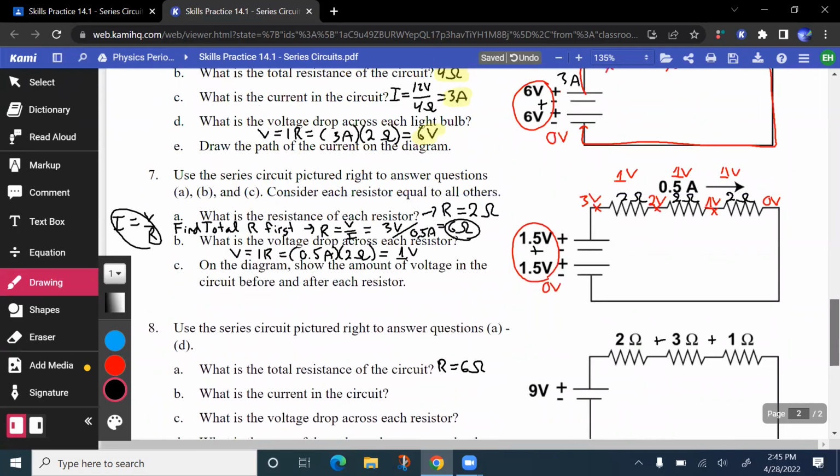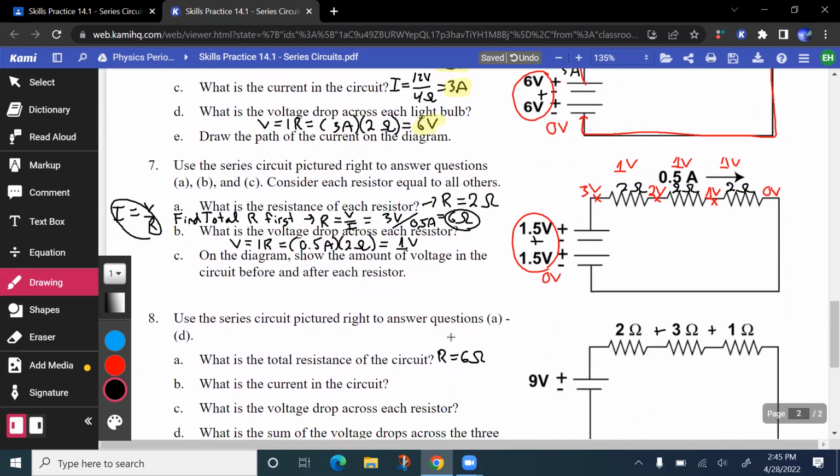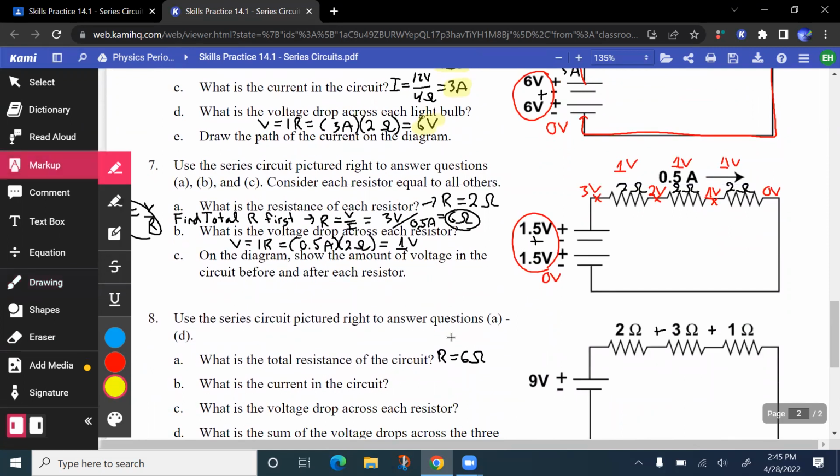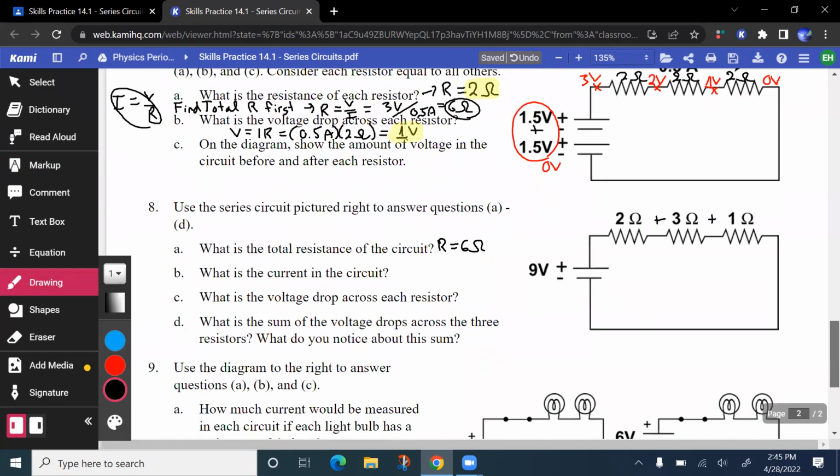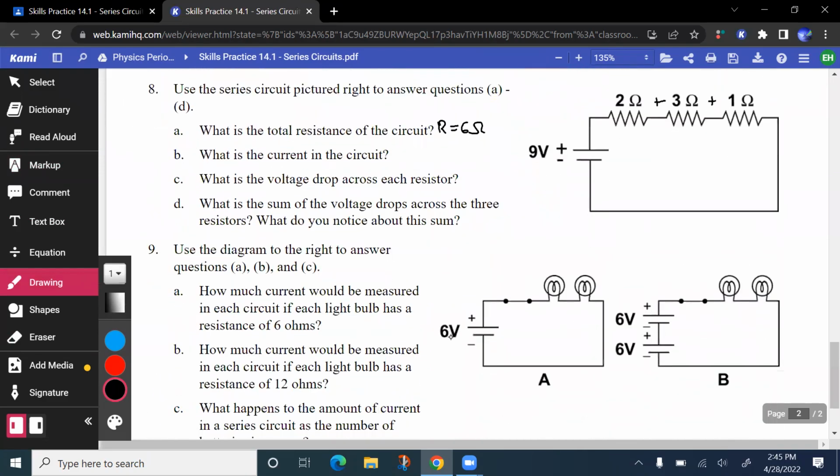Just go back to question number 7. Sorry, I forgot to. Let's highlight our answer. We see each resistor was 2 ohms, and the voltage drop on each one was 1 volt. Okay, sorry about that. And then part A, we had a total sum of 6 ohms.